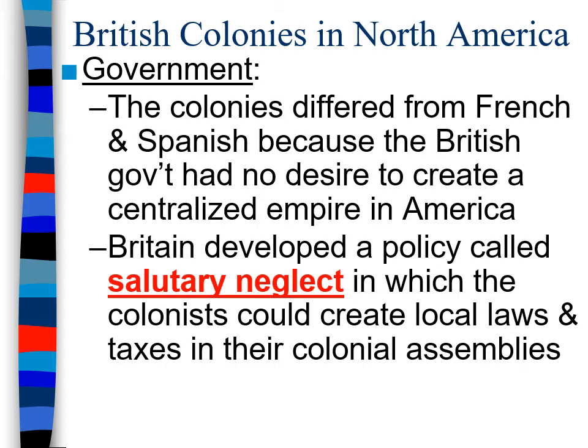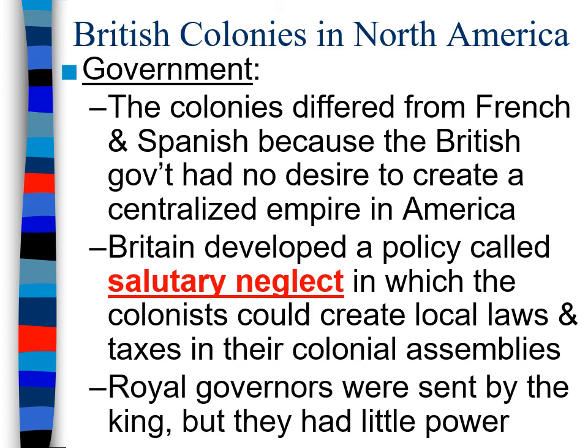And so by the time the revolution really breaks out, this is going to be ingrained in the colonies in some cases all the way back into the 1610s, 1620s. And so this is going to be a really hard thing to shake once the British start to exert a tighter control after the French and Indian War. And lastly, we're going to see some royal governors sent by the king. And so there is some sort of presence, but they really didn't have that much power as compared to what you would see in the French and the Spanish colonies.